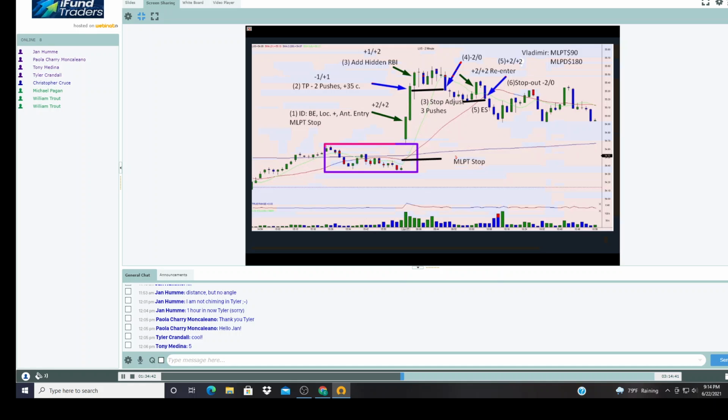And let's see how we played this LVS trade. LVS. Okay. Max loss per trade, $90. I love that you guys specify that. Then we know what we're doing here.